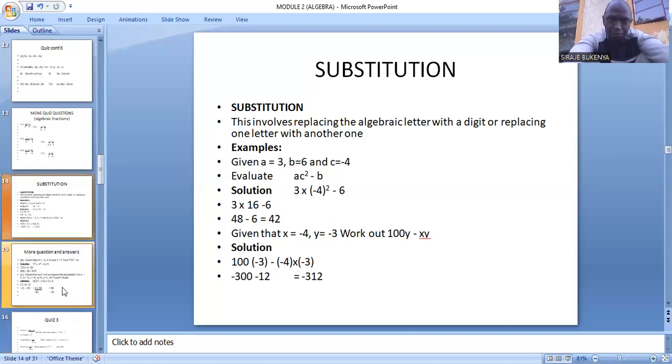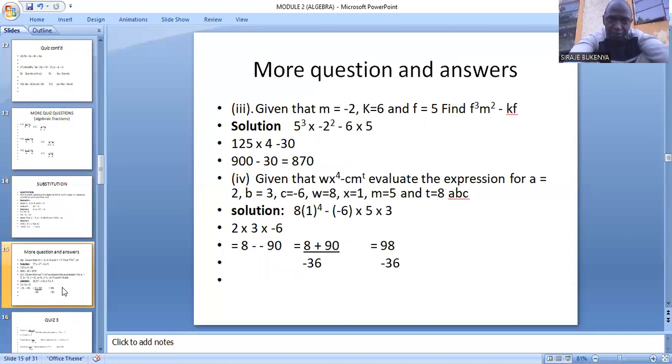You can try more questions here and their answers. You're given m is equal to -2, k is equal to 6, and f is equal to 5. Find f cubed, m squared minus kf. So you just substitute for those ones, as we have said.